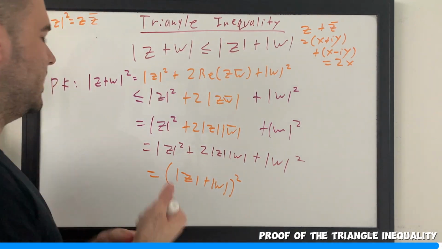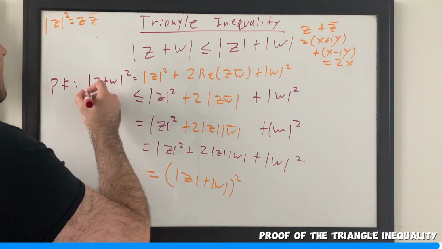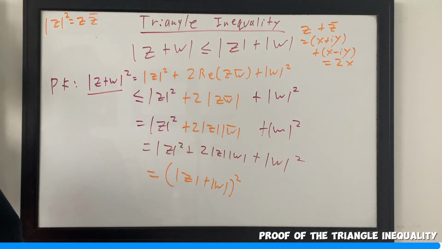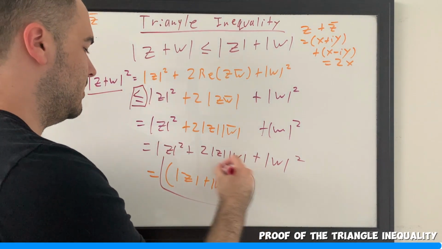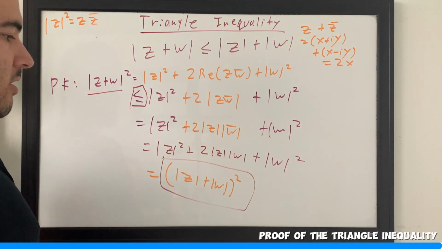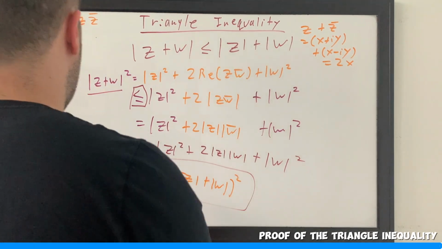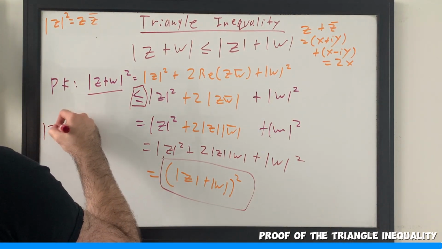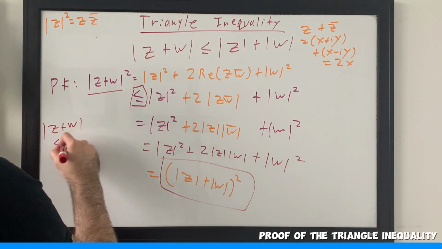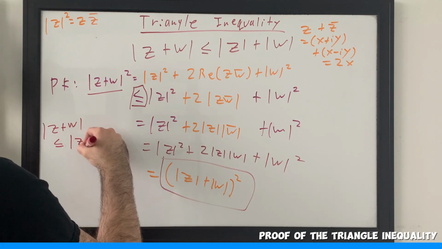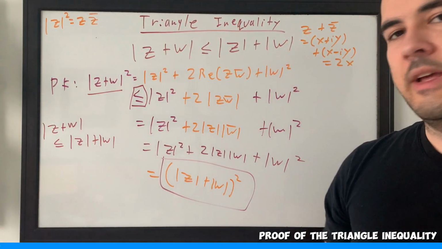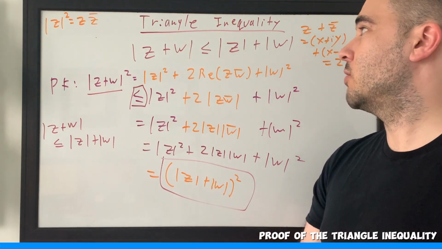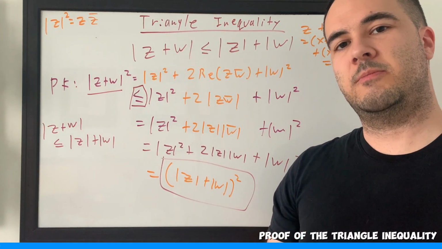And at the end we will have that the modulus squared of z plus w is less than or equal to the modulus of z plus the modulus of w, squared. So finally, we will have that the modulus of z plus w is less than or equal to the modulus of z plus the modulus of w. And that is our proof of the triangle inequality for complex numbers.